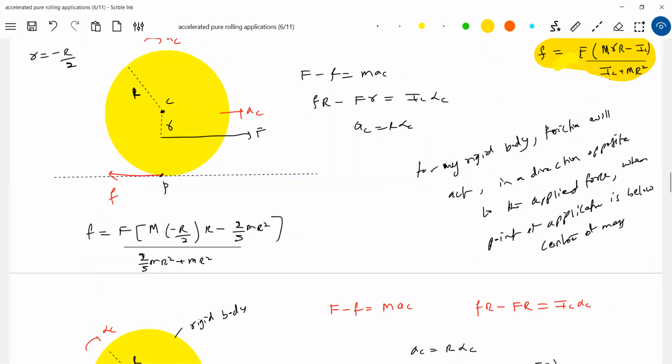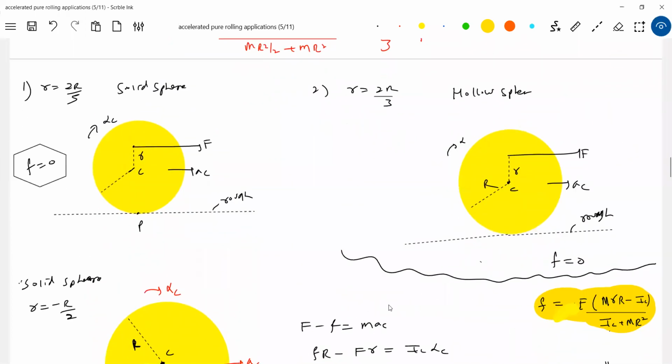So I'll go back to this one. What is the threshold point for a solid sphere? R by 2. So 2R by 5, sorry here. If you apply exactly at 2R by 5 above the center of mass, there is a threshold point, friction will be zero. If you apply anywhere above here, the friction will act in the direction of the applied force.